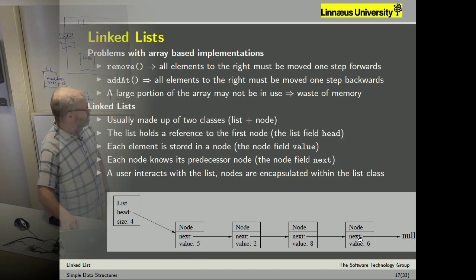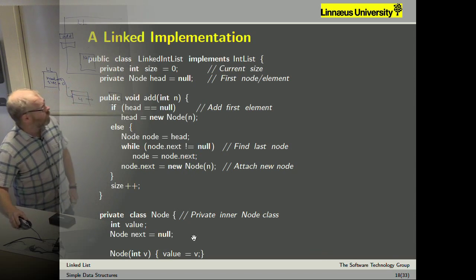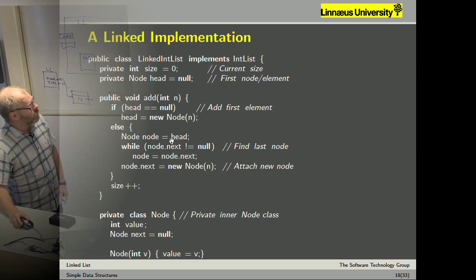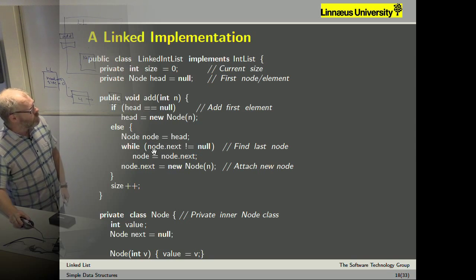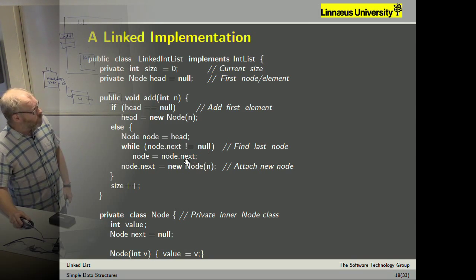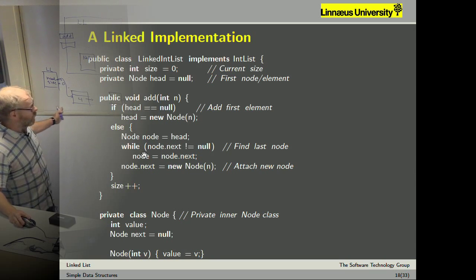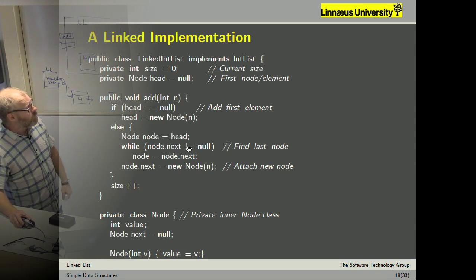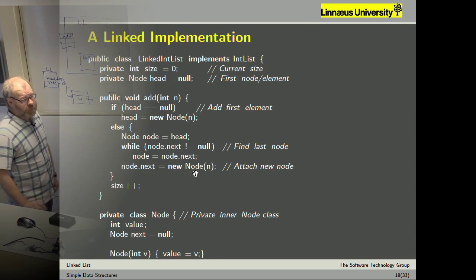This is what goes on here. I start in the first node, and as long as this one is not pointing to null, I move one step forward in the chain. The new node is the next node of the previous one. So this one is stepping along the chain of nodes until this one is true. Then I stop and add a new node in the end of it.